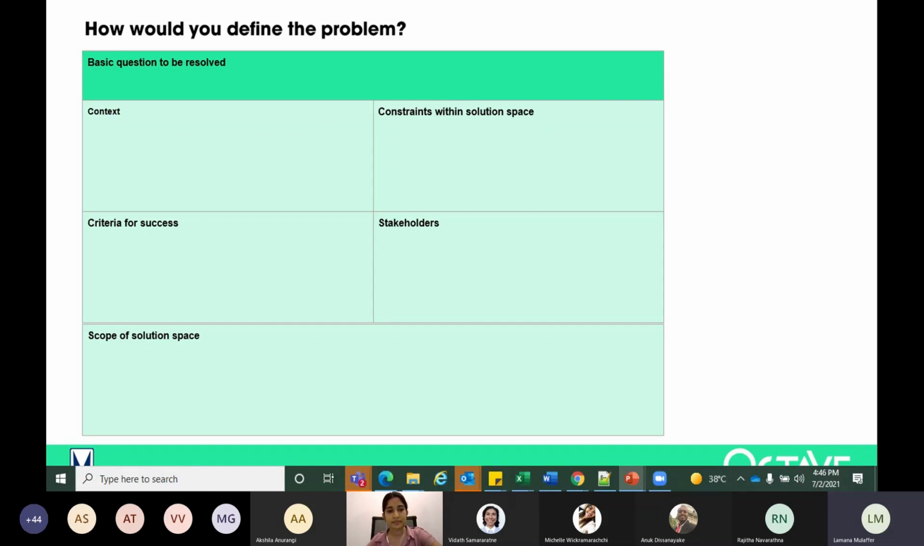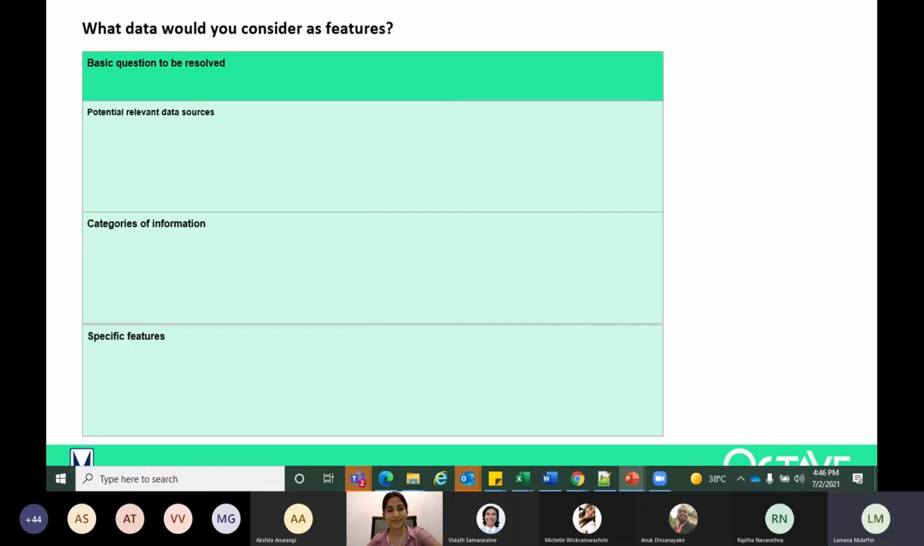Okay, once you have some clarity on this problem definition, then start thinking about your data space. What are some potential sources of data? Chamodi alluded to them. Just reiterating that over here. And think about the categories of information or information groups that would be relevant to you. Then go into the details. What are some specific feature examples that you're going to use?